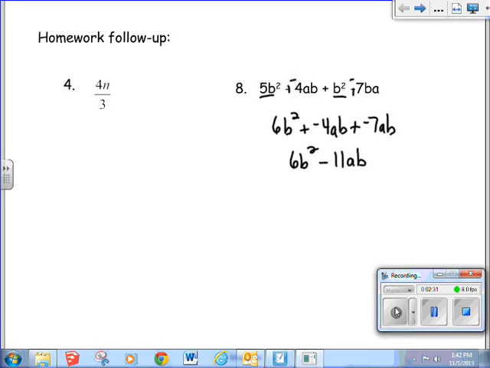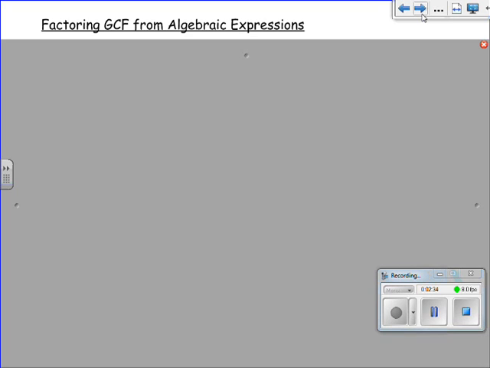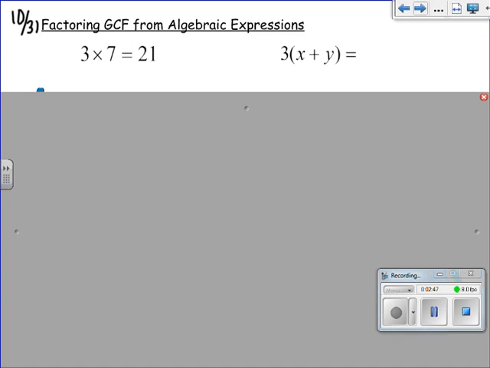Now let's go with the lesson for today. So this is the lesson from October 31st. We're factoring the greatest common factor from algebraic expressions. First, let's get some vocabulary straight. I have two examples up here that we're going to use to talk about vocabulary. In the problem, 3 times 7 equals 21. The 3 and the 7 are called factors, because they are the numbers you multiply together to get 21. You know what 21 is called? Well, if you didn't, it's the product.